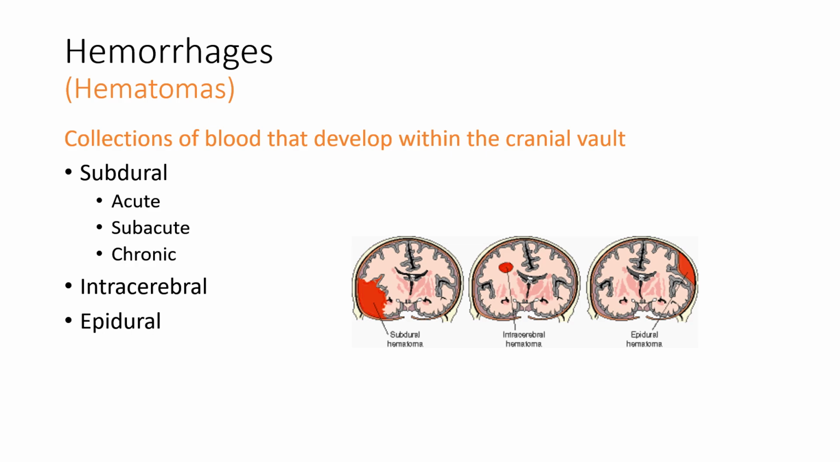The third type of hematoma or hemorrhage is epidural. This is blood that collects in the space between the skull and dura. The difference with subdural and epidural is that epidural bleeds are usually arterial and they progress very quickly. The most common cause of an epidural hematoma is a skull fracture, which ruptures the meningeal artery and results in a rapid pressure buildup in this area.